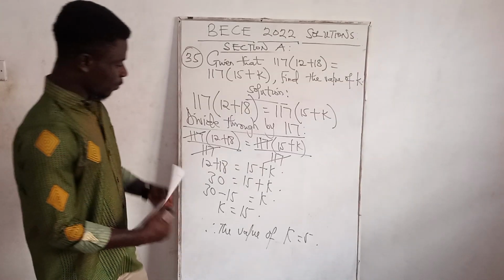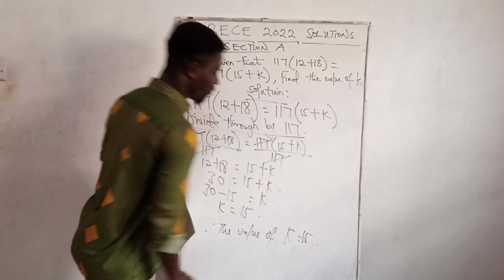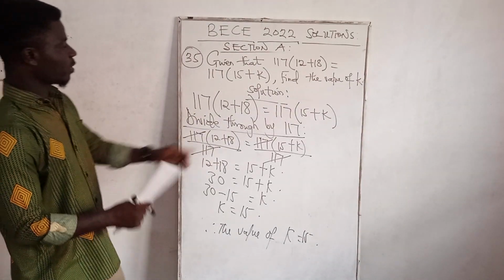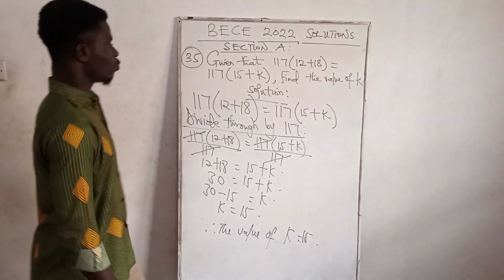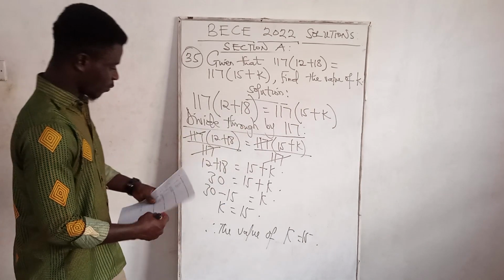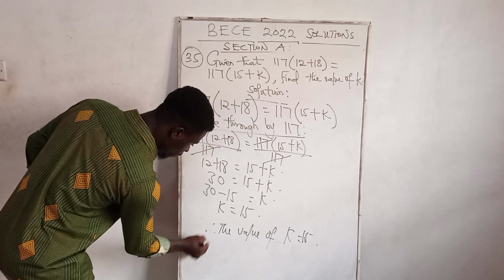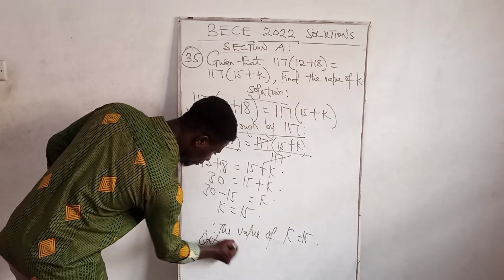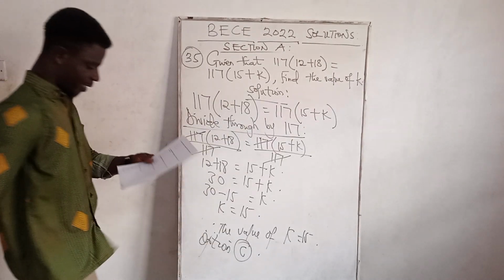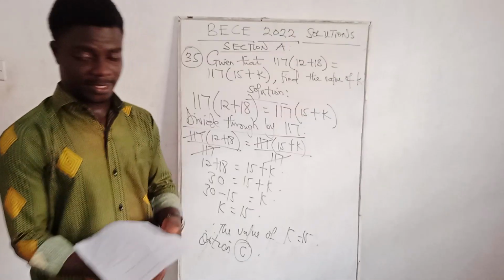Sorry. So here, it's supposed to be 15, not 5. So it's 18. So we have to watch carefully. So the value of k equals 15, which is option C.